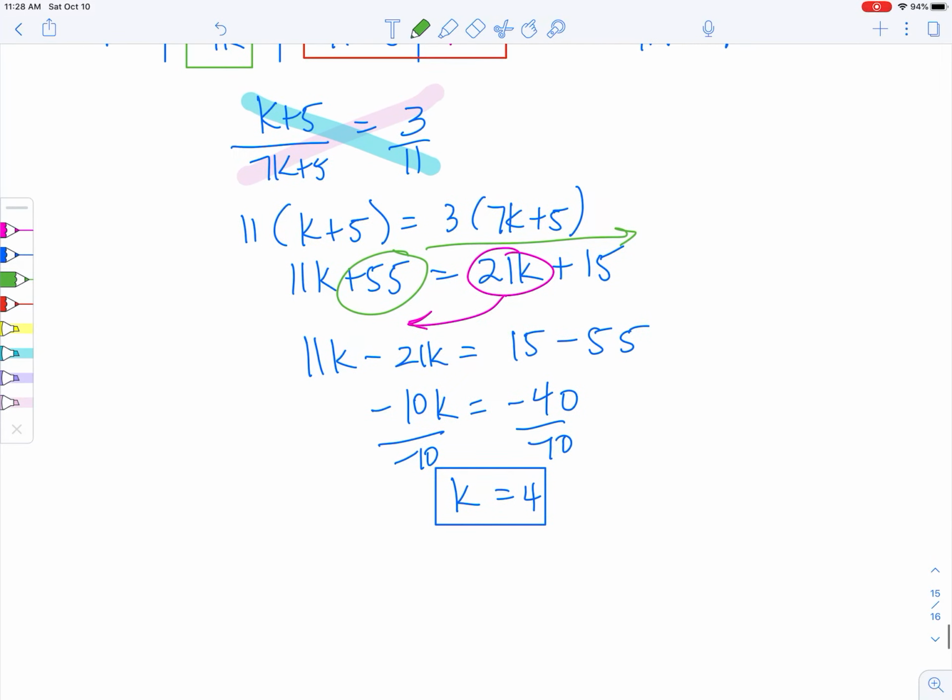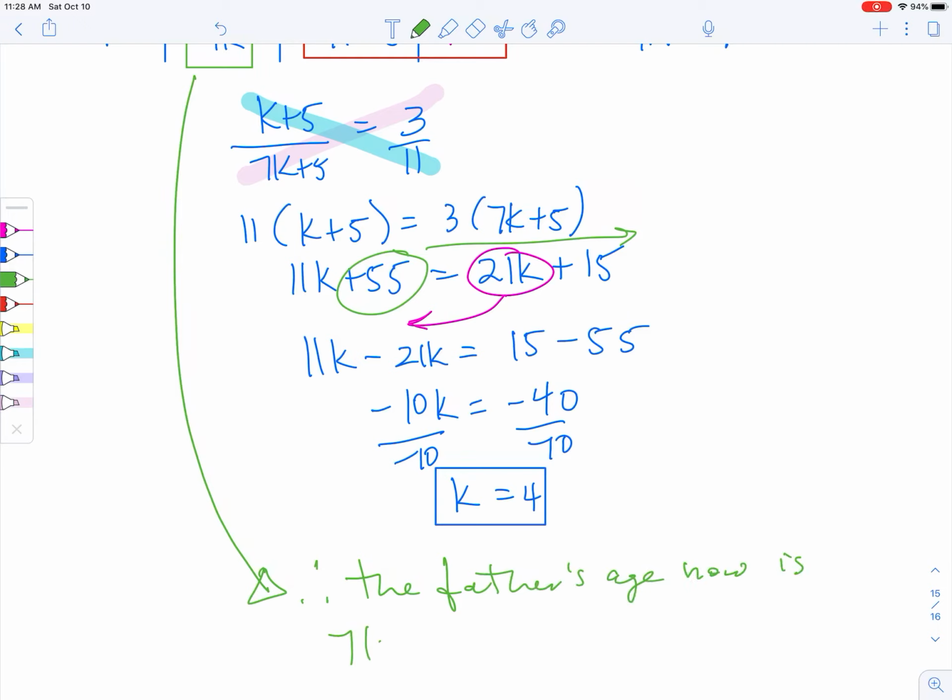Therefore, the father's age now is 7K, which equals 7 times 4, which is 28. And then units would be years old.